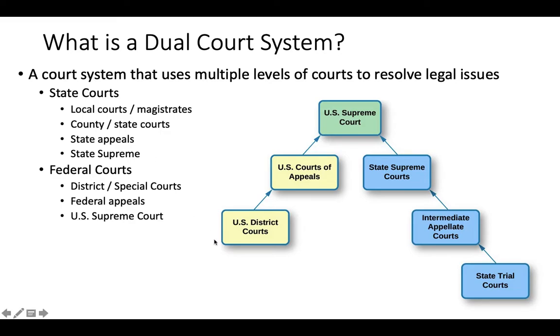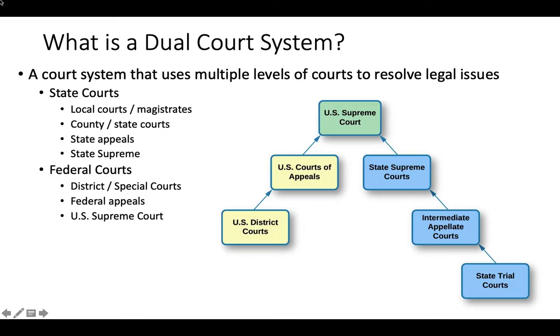The federal court system begins at the district level, where most cases are heard. Then cases can progress to the appeals court level for review, and finally to the Supreme Court of the United States if the Supreme Court chooses to hear the case.